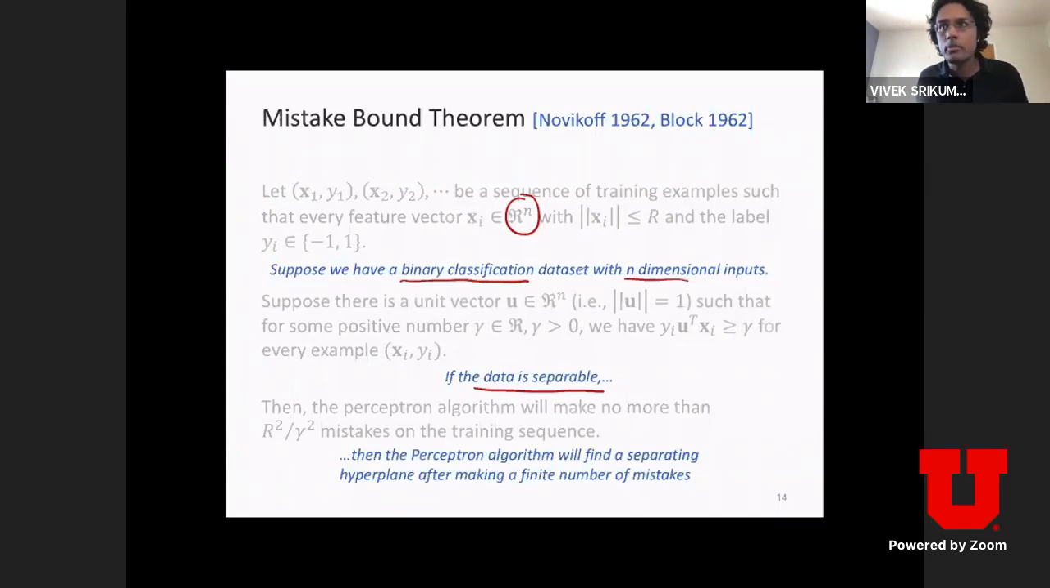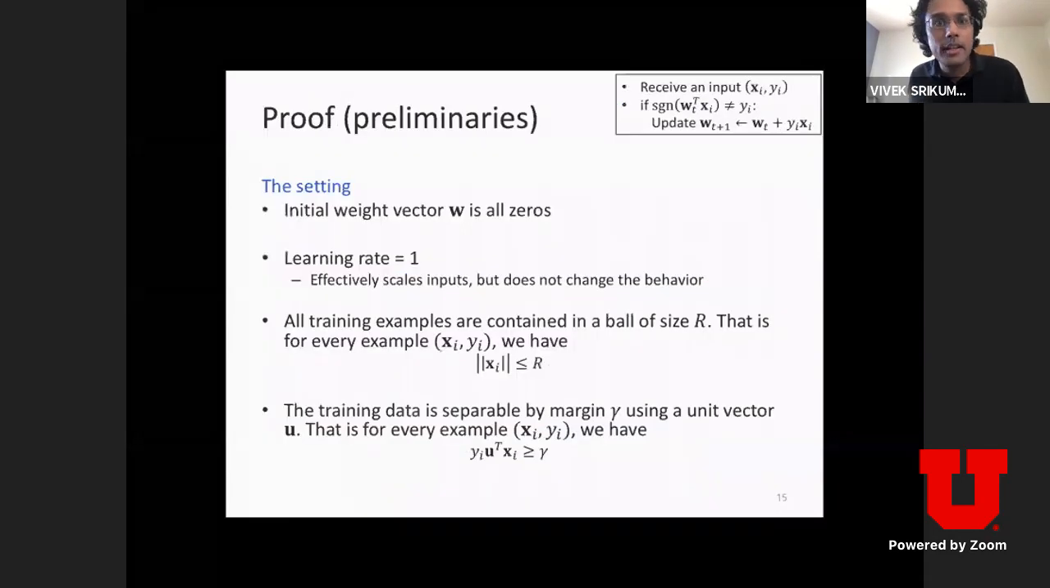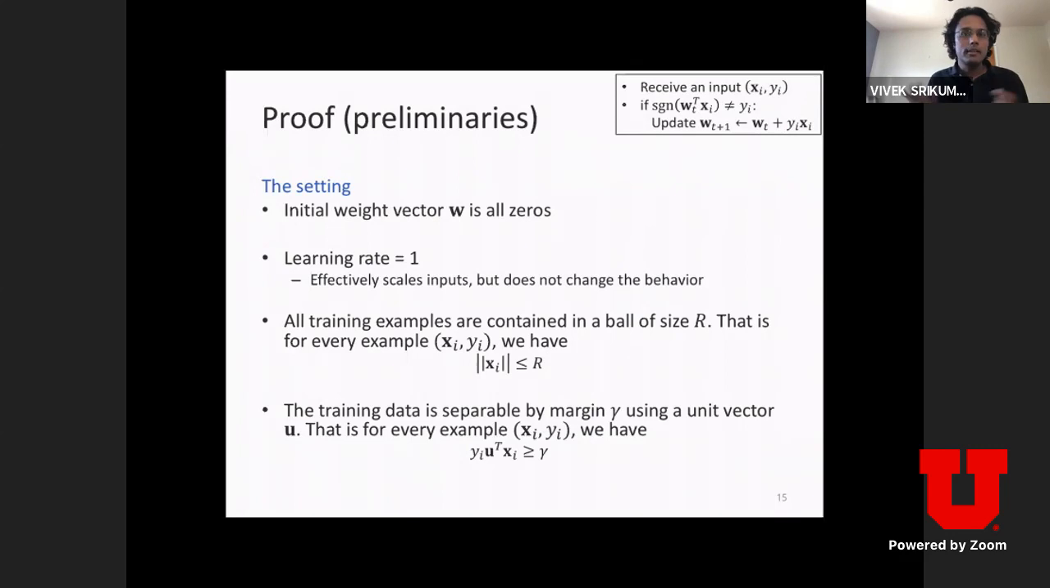So this is the perceptron mistake bound theorem. What we're going to do for the rest of today's lecture is to prove this theorem. This is a rather simple proof.